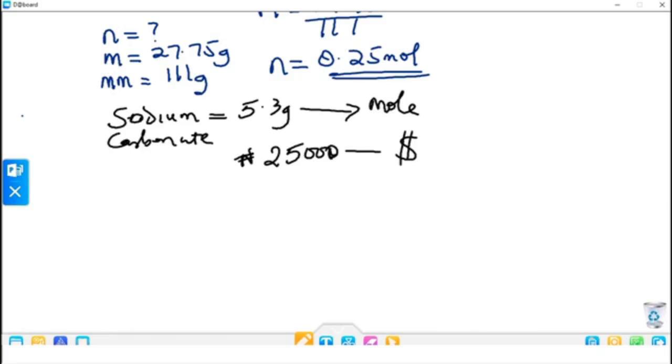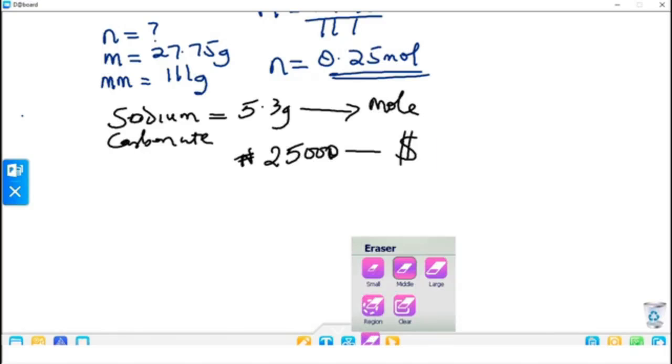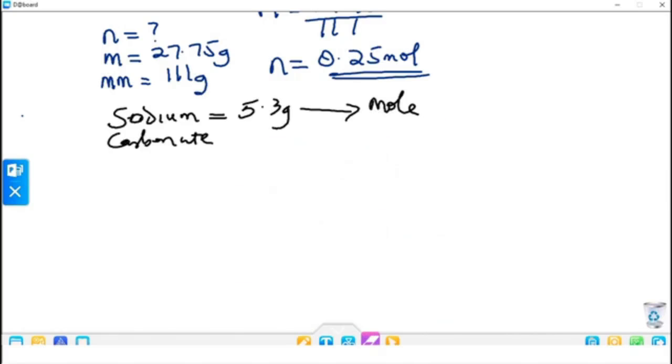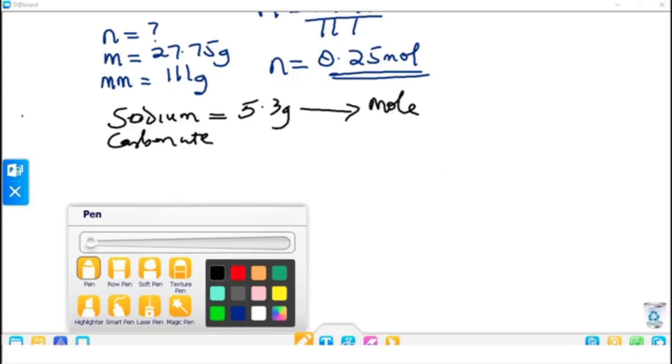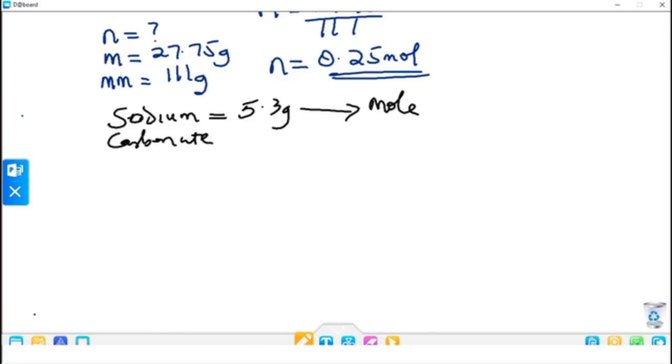So what do we do? To solve that question is simple. You have to bring out your parameters, and we have already done that. 5.3 grams of the salt is given to us. So what is the amount? N is what we are looking for, in mole. We don't know it. So what we need to do is check how to relate amount, that is N, the mole, to mass. What's the relationship between mole and mass? The relationship is N is equal to mass over molar mass.